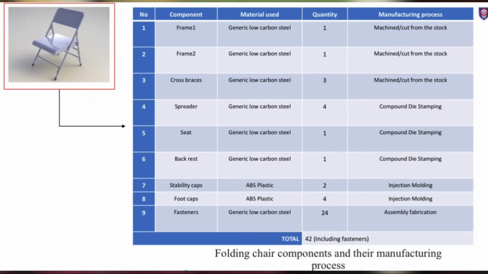This shows the folding chair that will be evaluated and improved in this project, and the table shows the folding chair components and manufacturing process. Based on the table, there is the name of the component, material used, quantity, and manufacturing process. The manufacturing process consists of 4 processes, which are machining or cutting from the stock, compound die stamping, injection molding, and also assembly fabrication.